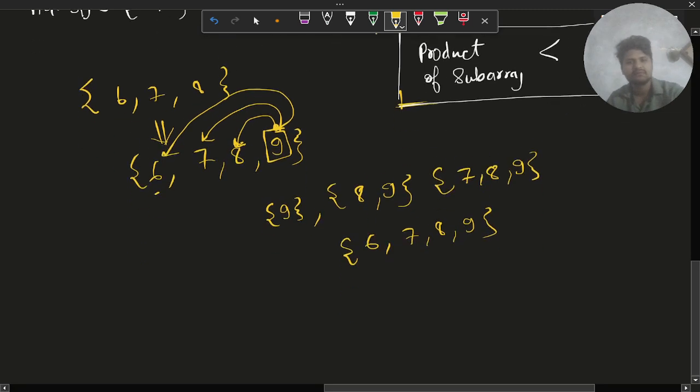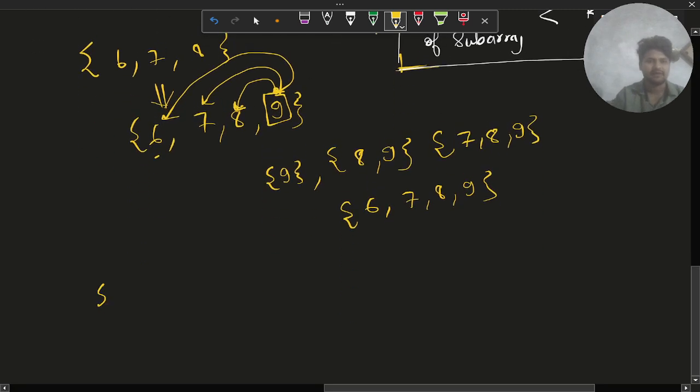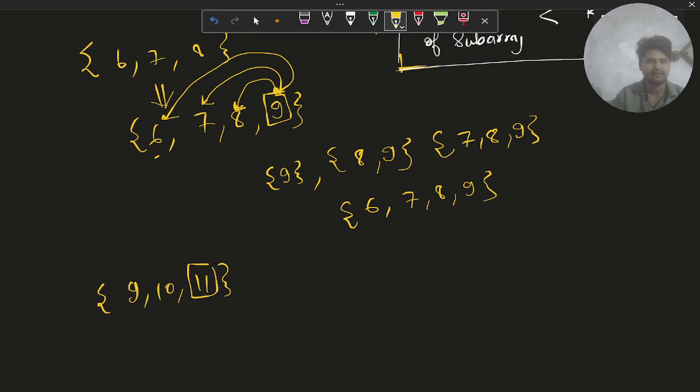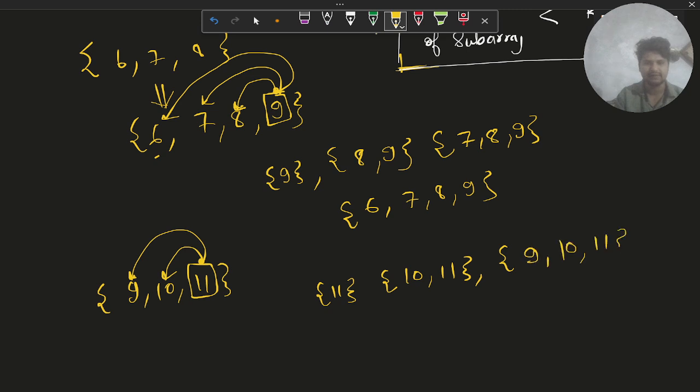Similarly, if I have 9, 10, and 11, and I have added 11, how many subarrays can we form? 11 alone, then we can form 10, 11, and then we can form 9 to 11, so it would be 9, 10, and 11.